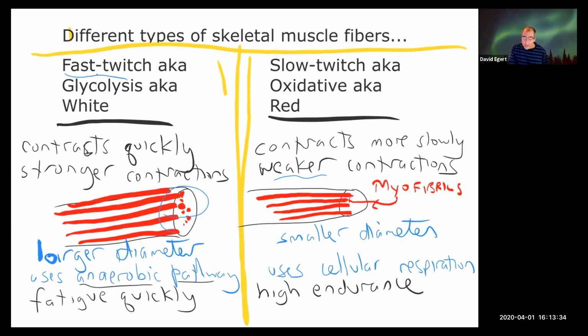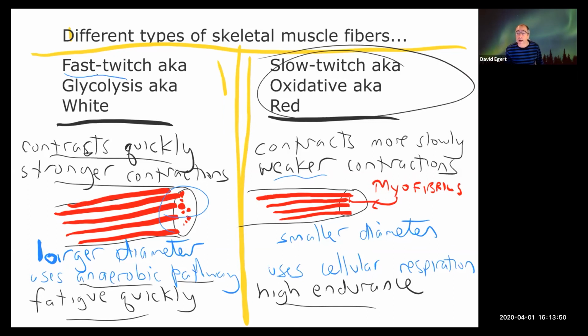So even though they contract quickly and strong, you can't keep it up. Slow twitch contract more slowly, have weaker contractions, but they can keep going and going. Muscles that are for your posture, for instance, are going to totally be these red fibers. The muscles that you're using for impulsive kinds of things are white.